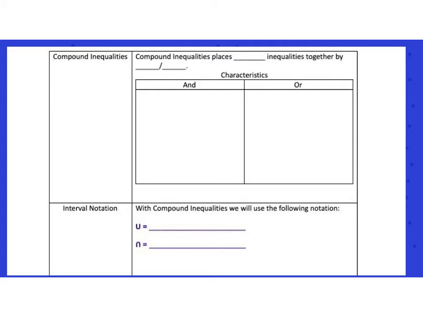Compound inequalities. So let's move right along. Compound inequalities place two inequalities together by the words and or or. Okay? So an and means it's an intersection. It's got to have both inequalities. It's just what they have in common, and it's that intersection. What it's going to look like is a line segment.